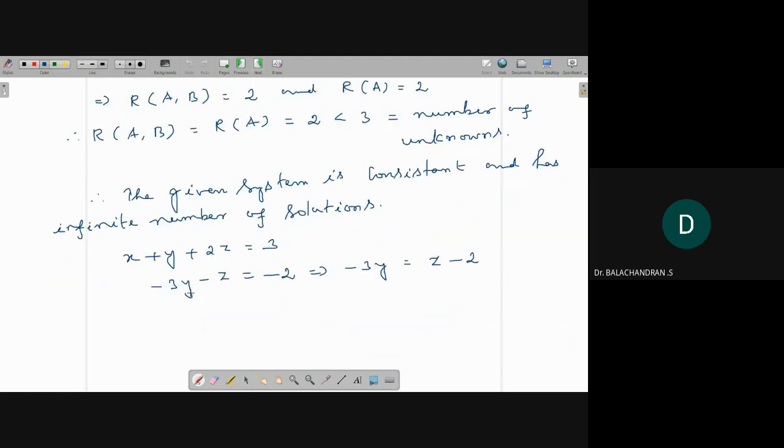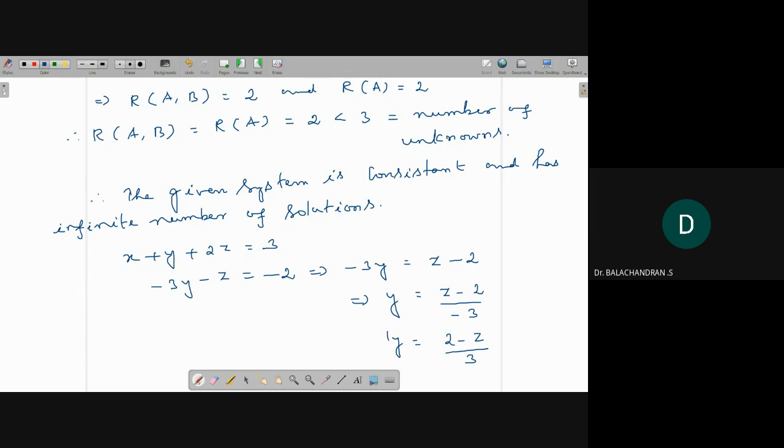So now we got two equations. From the second equation, minus 3y equal to z minus 2, or y equal to z minus 2 divided by minus 3, or you can write y equal to 2 minus z by 3.